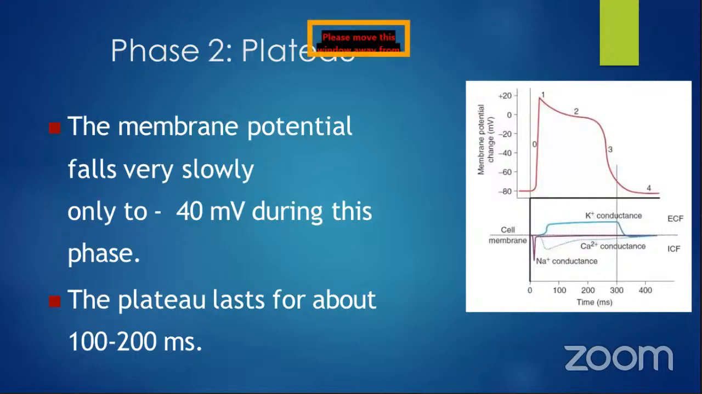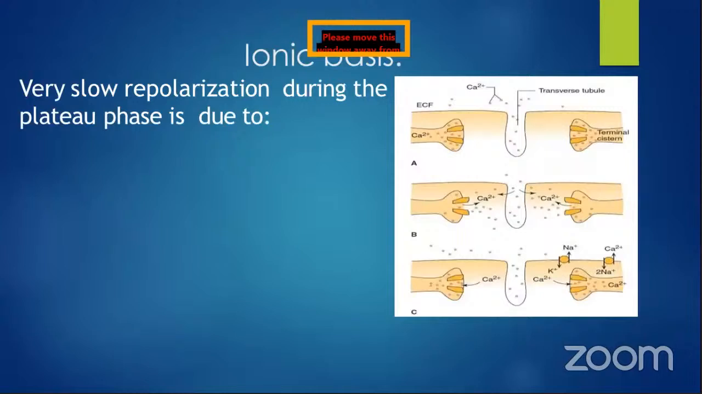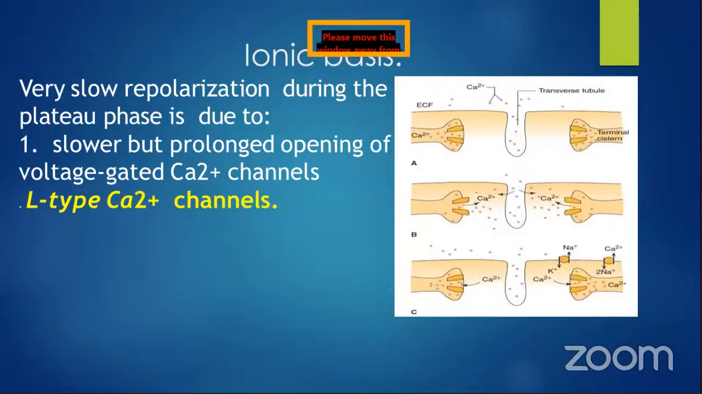So what will be the ionic basis behind this? Here, the very slow repolarization is due to, first, slower but prolonged opening of voltage gated calcium channels. These calcium channels are L-type calcium channels. Calcium channels can be divided into two types, that is transient channels and long-lasting channels. So L-type means they are long-lasting calcium channels. When the L-type or long lasting type of calcium channels get opened, they allow slow inward movement of calcium. That is the first point.